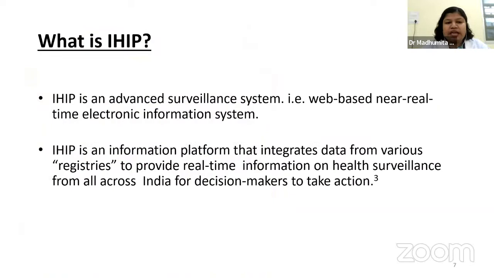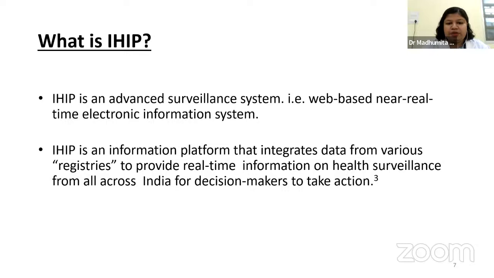Now we come to what is IHIP. IHIP is an advanced surveillance system that is a web-based near real-time electronic information system. It is a platform that integrates data from various registries to provide real-time information on health surveillance from all across India for decision makers to take action.